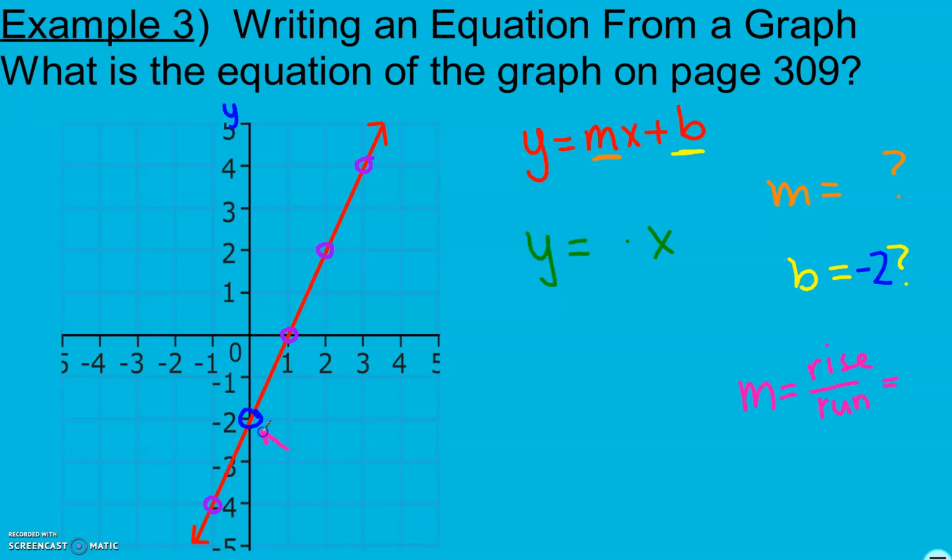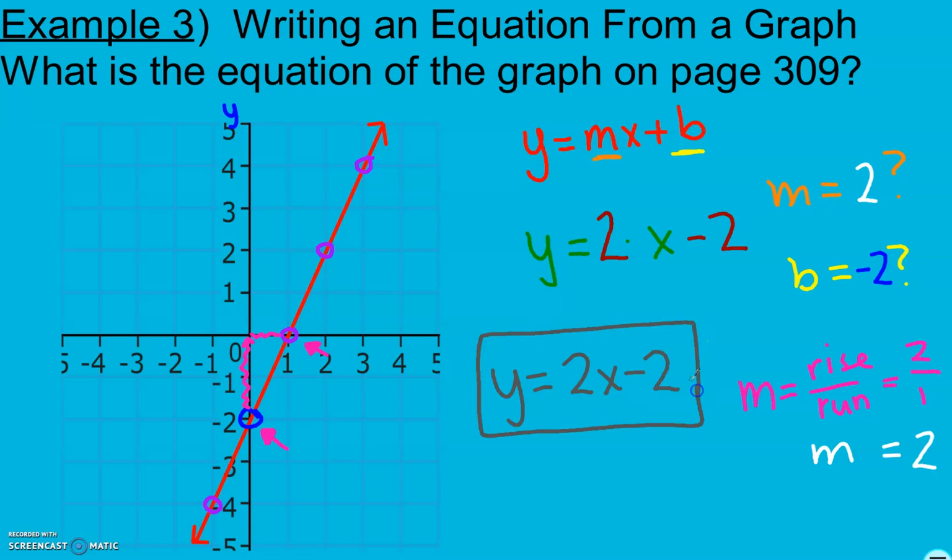So between my 2 points, I'm going to use these two. I go up 2 and run 1. So my slope is going to be 2. I plugged all of my information in now. M equals 2, b is -2. So my equation here, y equals 2x minus 2.